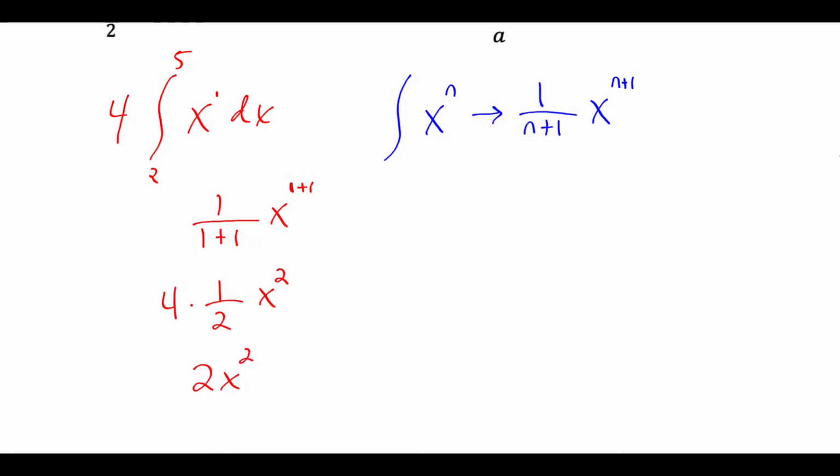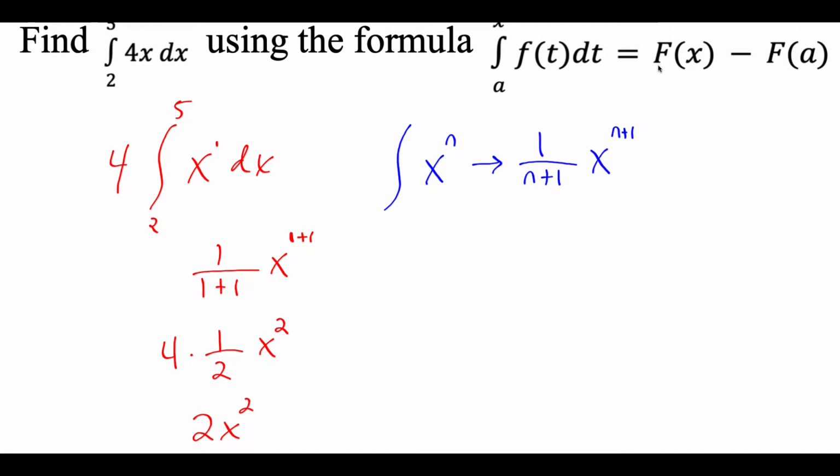Now I still need to use my formula, which says take your antiderivative, but plug in the upper limit. So first we're going to plug in the 5. So we're going to go 2 times 5 squared. Then we do a little subtraction, and now we take our antiderivative, but plug in the lower limit for the integral. So this will be 2 times 2 squared. Now going through and simplifying this down, 5 squared is 25, times 2 is 50, but then we have to subtract 2 squared is 4, times 2 is 8, so 50 minus 8 is 42.